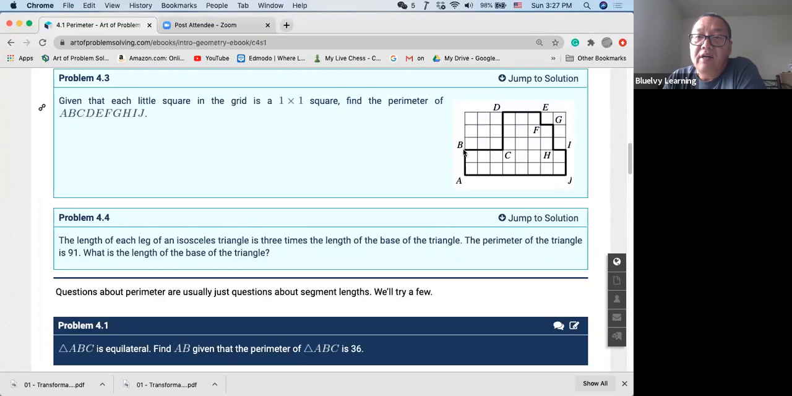the highlighted shape A, B, C, D, E, F, G, H, I, J. Then they ask you to find the perimeter of this shape. They give you that each grid is a 1 by 1 square. Everybody, can you send me what's the perimeter of this shape? Send me your answer. What's your answer for this? Let's see who got it.